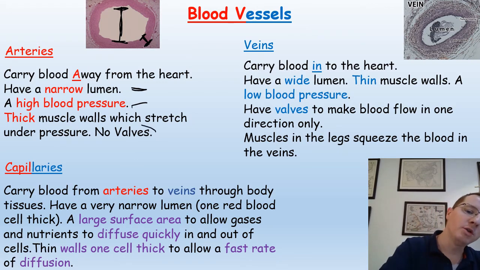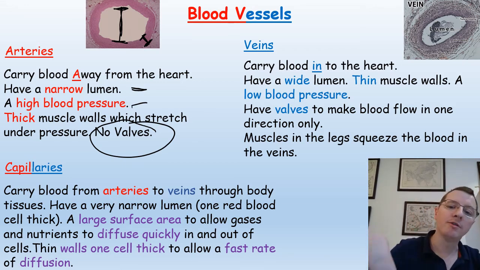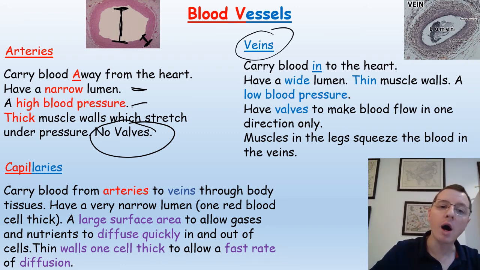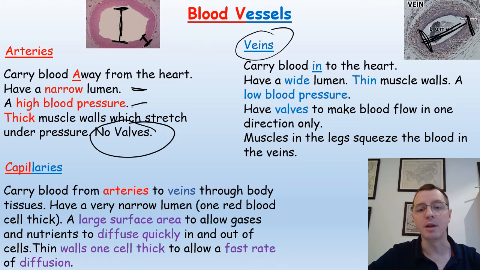There will also be no valves to interrupt the blood flow in arteries, again to keep the speed and the pressure. In a vein, they will have a very wide lumen. I know it doesn't look it in this diagram, but that distance there will be incredibly wide, much wider than it will be in an artery.